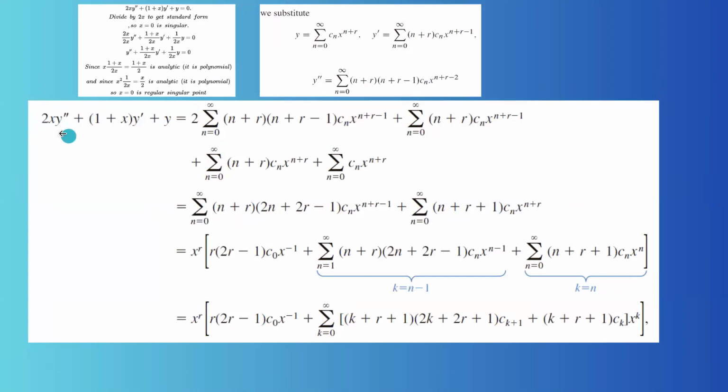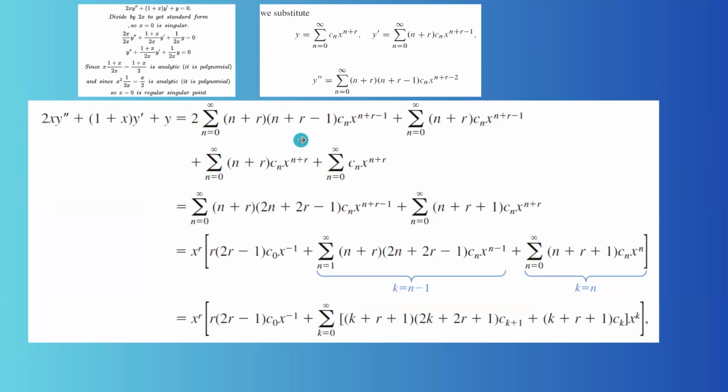The first term is 2x times the second derivative of y, and the second derivative of y is this form. Substitute it here. Plus (1 plus x) times y prime. The y prime is here, so you're going to distribute this into the power series. And finally, plus y. y is the summation of C_n x to the power n plus r.